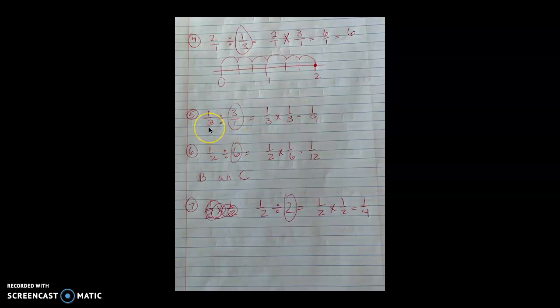For number 5, I have 1/3 divided by 3 over 1. Circle and flip, so I get 1/9. For 6, I have 1/2 divided by 6. Circle and flip, which is 1/2 times 1/6. So B and C are correct. On number 7, I have 1/2 divided by 2. Circle and flip, so I get 1/2 times 1/2, which is equal to 1/4.